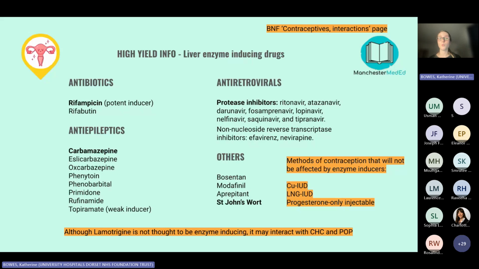But contraception that wouldn't be affected by the enzyme inducer, so it'd be your copper intrauterine device, your intrauterine system as well, and then your progesterone injectable. So remember, not all forms will be impacted by these.